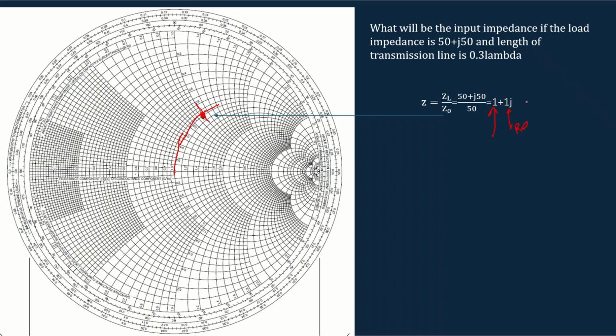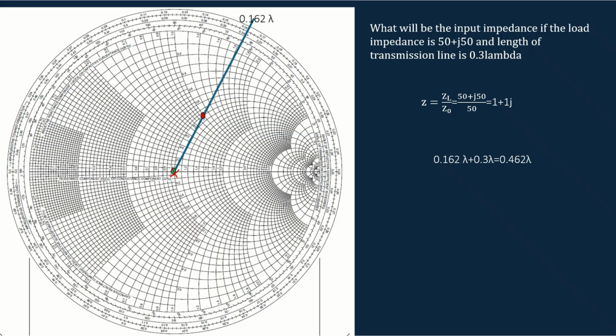So mark that point. And the next step is to extend a line from the matched position. So one is the matched position and this is our identified line, and draw a straight line from here through this line and extend it so that it will touch the wavelength towards the generator line.